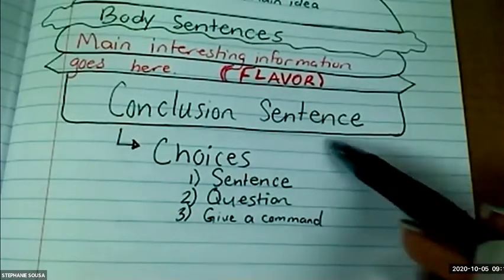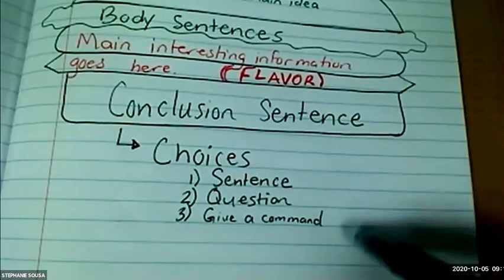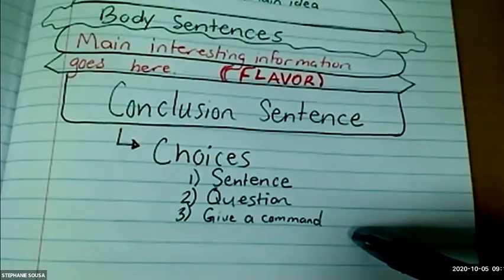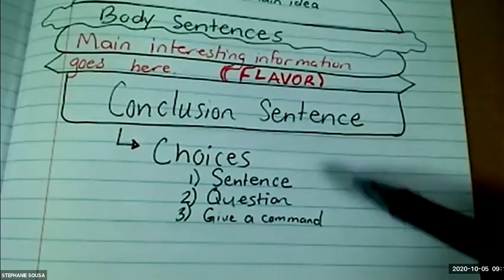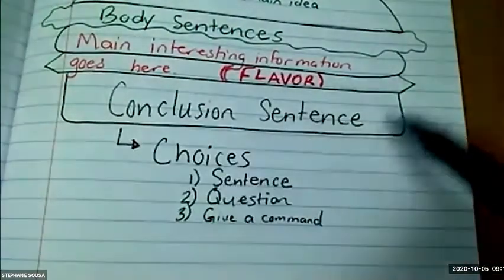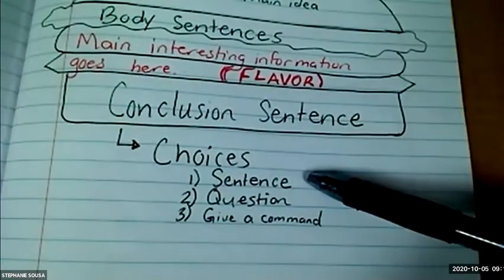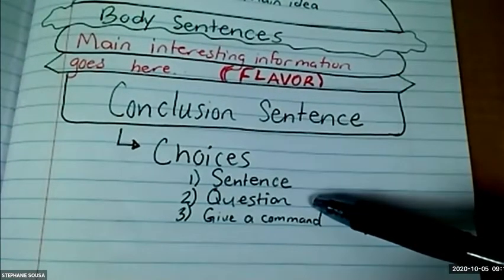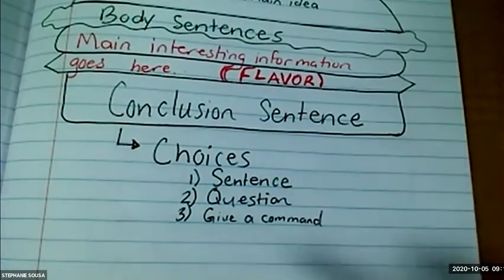These are choices. You would not do all three. You would choose one that you would find the most appropriate for your paragraph. So you would choose your last concluding statement to be a sentence, or a question, or a command. It would not be all three.